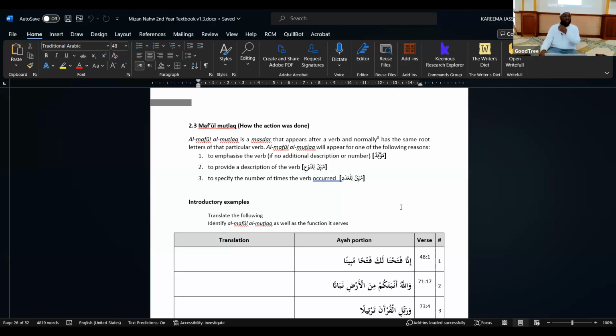For example, you're going to say, mashaytu mashyan, I walked a walking. Right? So what are you going to say? I walked, for example, a lengthy walk. Or you're going to say, قطعته قطعا, I cut it a cutting. Right? So say, I cut it, I don't know.